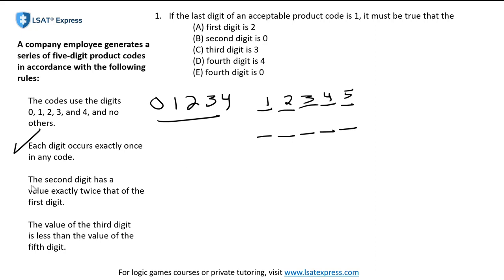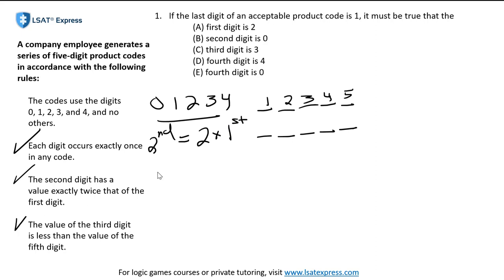Okay, simple enough. Next rule, second digit, a value twice that of the first digit. So what exactly does that mean? Step 1 on any logic game is to write out the rules. So how about I do this? How about second equals 2 times the first? In logic games, you don't often use mathematical symbols to help express a rule, but it comes up once in a while. So that's that rule. How about the last rule?